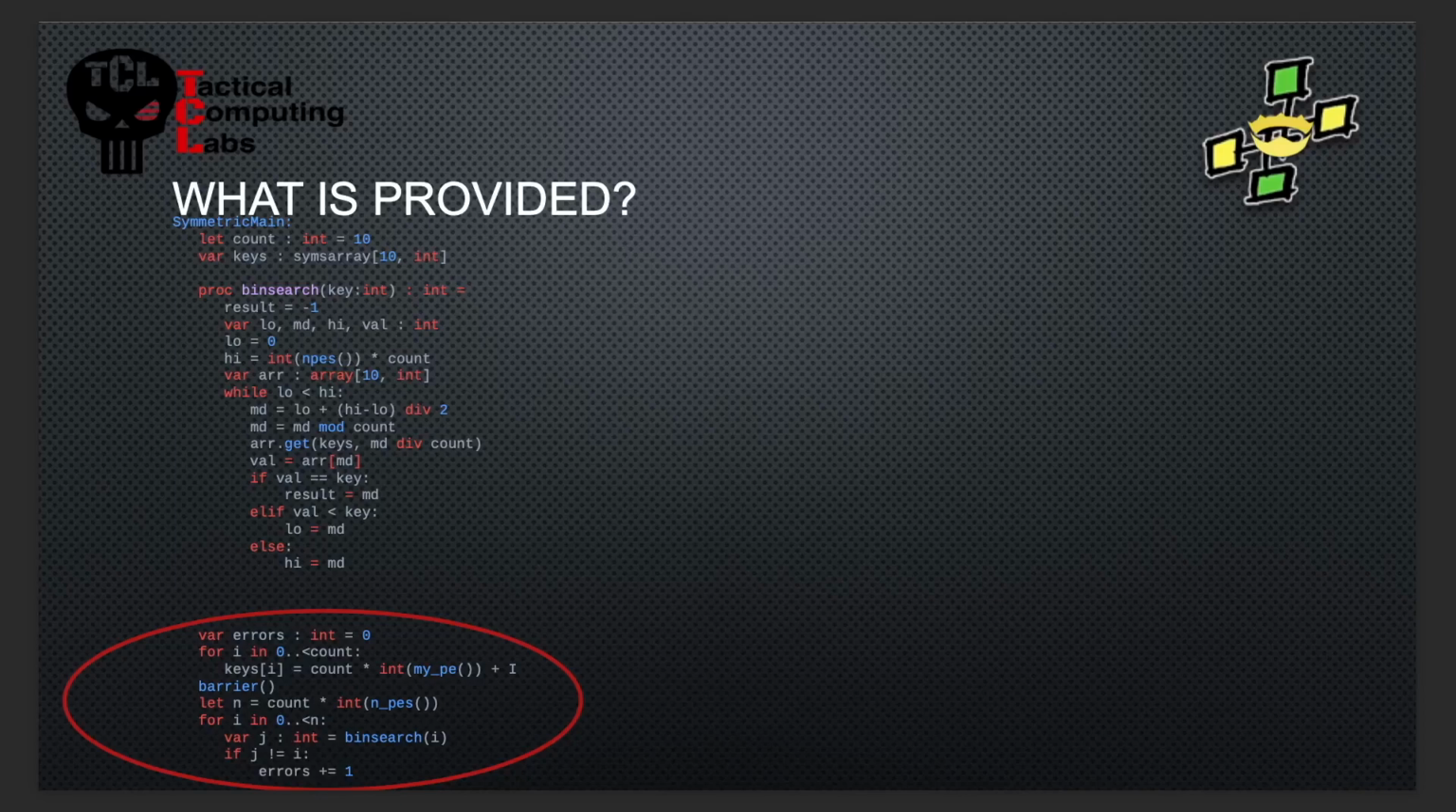Underneath that, we have a barrier, which means all copies of this program running in parallel hit the barrier and they block until all the processes enter the barrier, and then they all leave the barrier. It's a synchronization function. And then we start getting to work. The binary search is executed, errors are accumulated, and the program terminates.